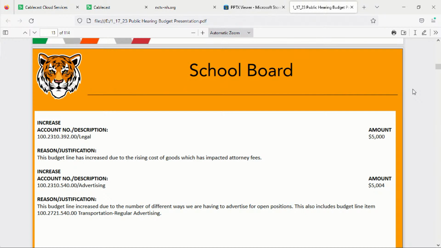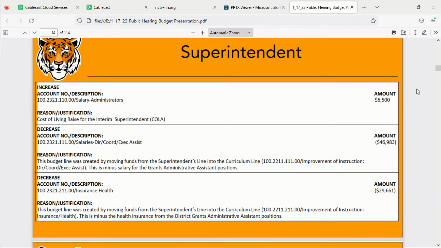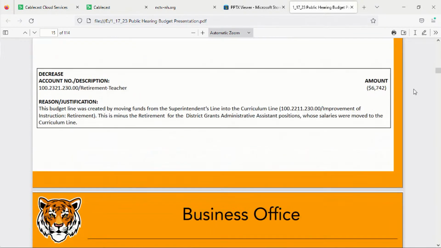Then the next line, you'll see that we have a decrease, and the decrease is $46,983. The reason why that's a decrease to the superintendent line is because that was actually moved from my line into a curriculum line. The same with the next line, which is for the health insurance, which was $29,661. That is also a decrease, and that is the same thing because the funds were moved to the curriculum line. Then the last one, again the superintendent, was $6,742. That is also down because funds were moved from that line to the curriculum line.